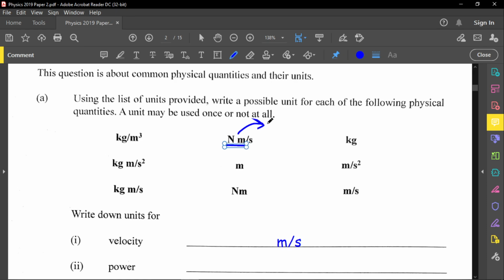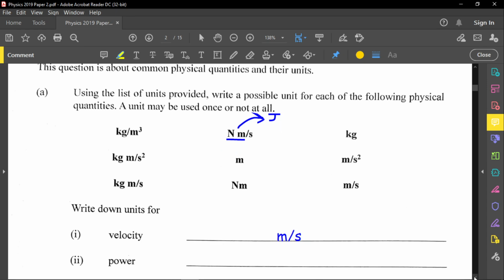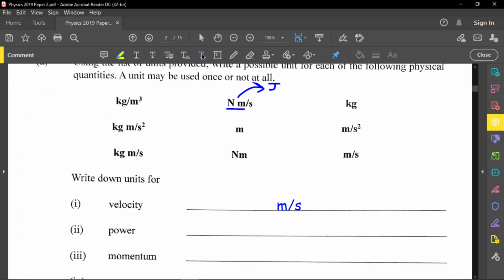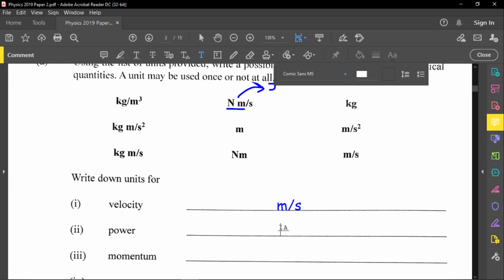So newton meter is the same thing as a joule, which is force times distance. That is the work done, and that is over time. So therefore, newton meter per second is the same thing as joules per second. So for power here, it will be newton meter per second. Power is work done over time.